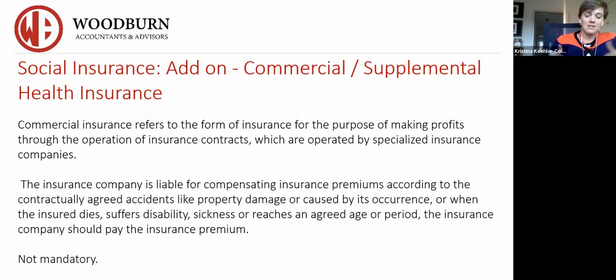The insurance company is liable for compensating insurance premiums according to the contract agreed on, and it can be for accidents like property damage or caused by its occurrence, or if your employees start getting cancer, very severe illnesses, or they've also reached a certain age, i.e. they're in their 50s, then you would have these insurance premiums. I want to make sure that people understand that this is all voluntary. It is not a mandatory add-on. It's completely up to you.